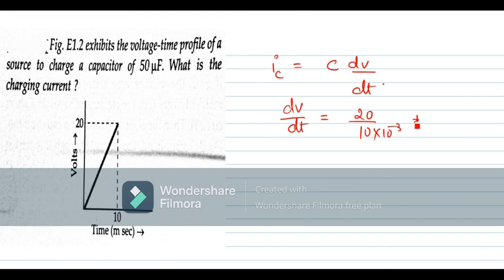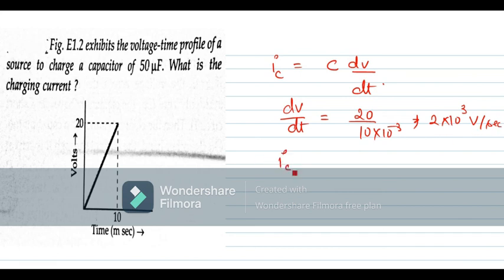Here it is saying the voltage time profile of a source to charge a capacitor of 50 microfarad is shown in the figure. What is the charging current? So it is asking about charging current. We know that charging current across the capacitor is IC is equal to C into dV by dt. Here dV by dt from this graph is 20 upon 10 milli. This will give us 2 into 10 raised to the power 3 volt per second.